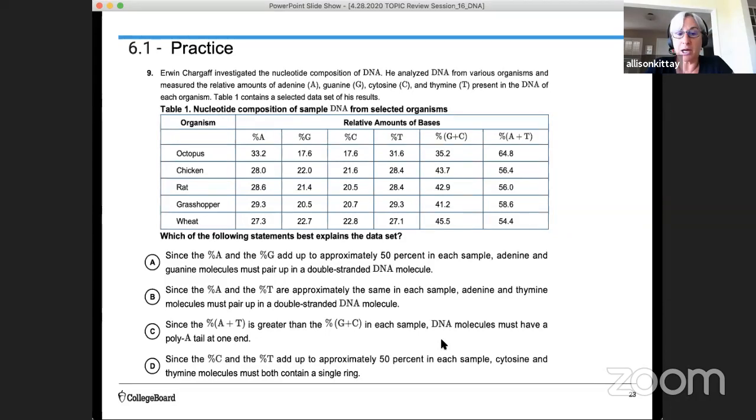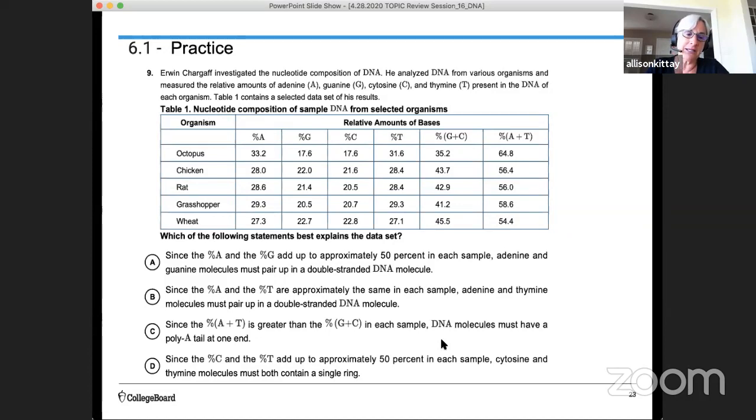B, since A and T are approximately the same in each sample, adenine and thymine molecules must pair up in a double-stranded DNA molecule. So think about that. Do A and T pair up? C, since the percentage of A plus T is greater than the percentage of C plus G in each sample, DNA molecules must have a poly A tail at one end. We haven't talked about poly A tails. I will talk about them on Thursday. So at this point, if you don't know what a poly A tail is, that might be a difficult one to either select or omit.